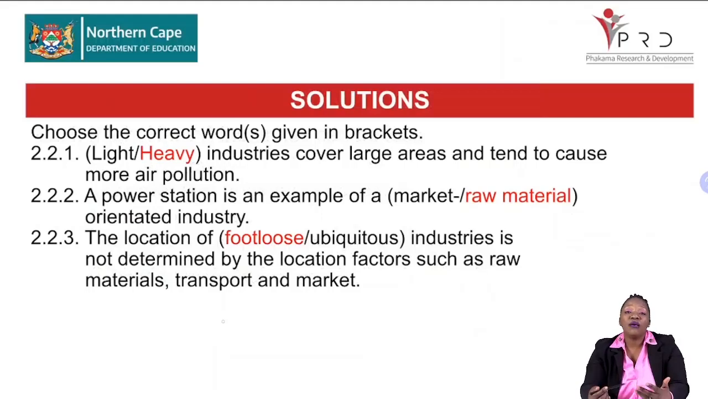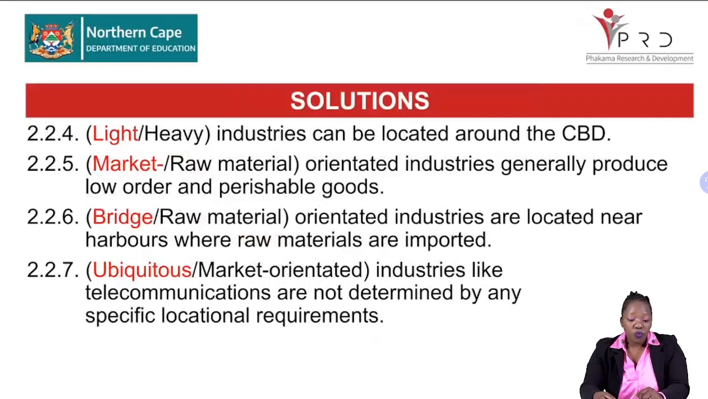So these are the types of industries that deal with electronics. Then your question 2.2.4, the light as well as the heavy industry can be located around the CBD.